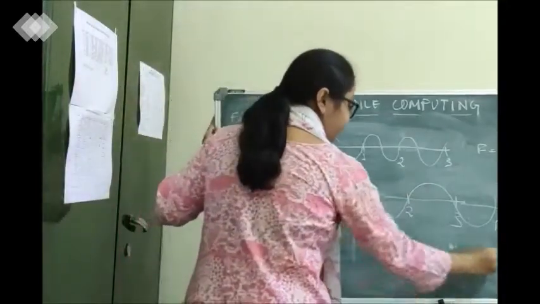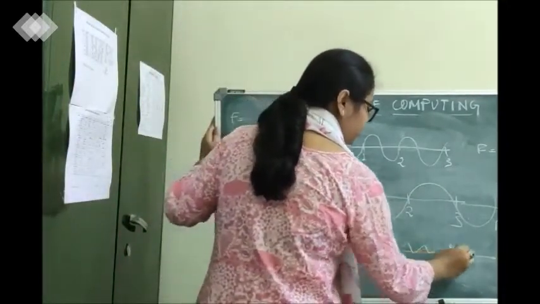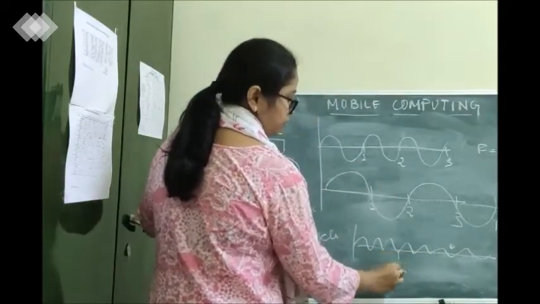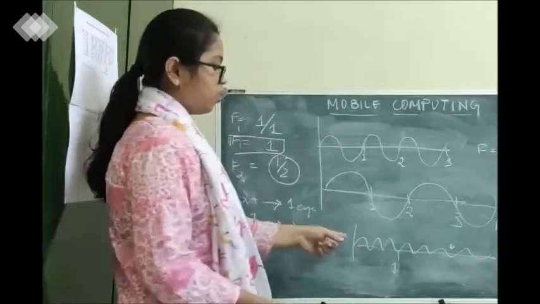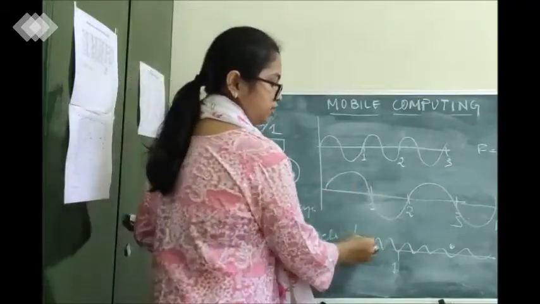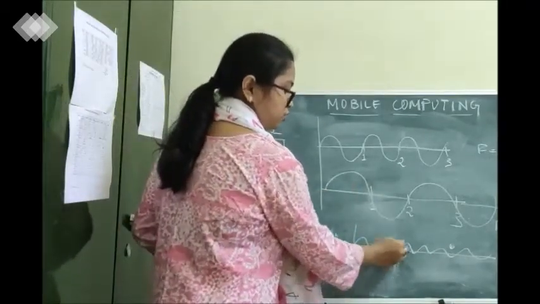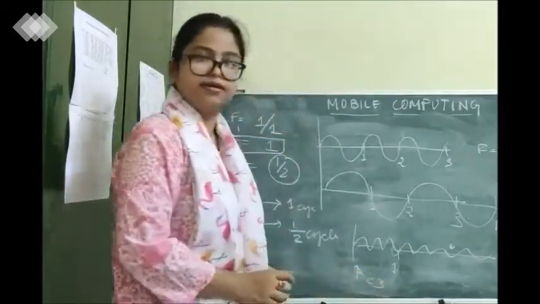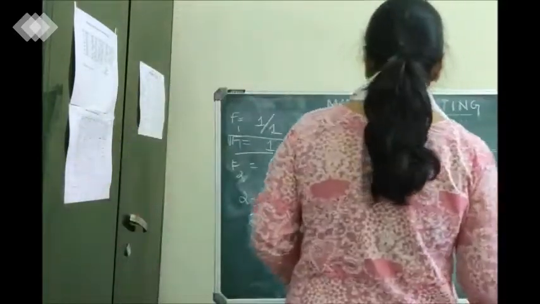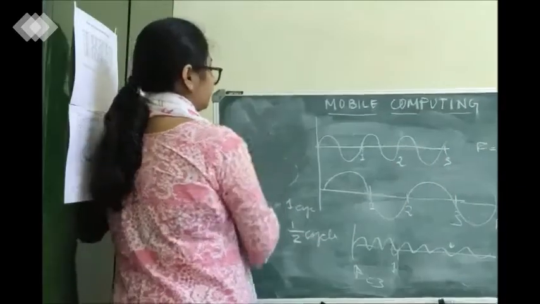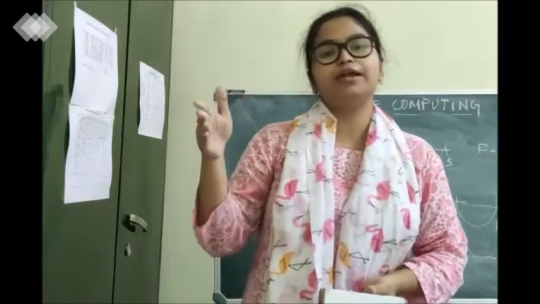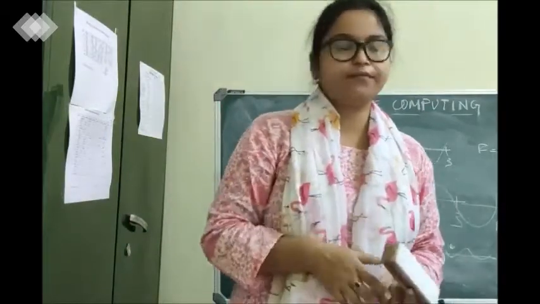Suppose I have another wave. Then what is its frequency? Suppose this is 1 unit of time. How many cycles is it completing? 3 cycles, isn't it? 1, 2, 3. So the frequency here is 3. This is how we measure frequency. So essentially, what is frequency? Frequency is the number of cycles made per unit time.